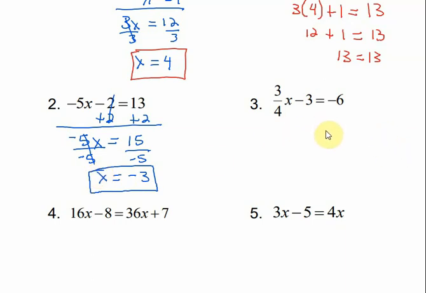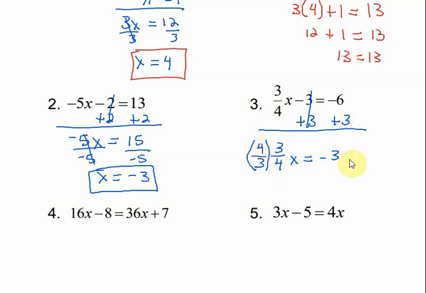For number 3, what's the first thing we're going to do? We're going to get rid of this negative 3. So to do that, we're going to add 3. That gives me 3/4 x equals negative 6 plus 3 would be negative 3. All right, so remember, right now this fraction is being multiplied times x, so we need to divide, but we can't divide a fraction by a fraction. We have to multiply by the reciprocal. So the reciprocal of 3 over 4 would be 4 over 3. And we got to do it to both sides.